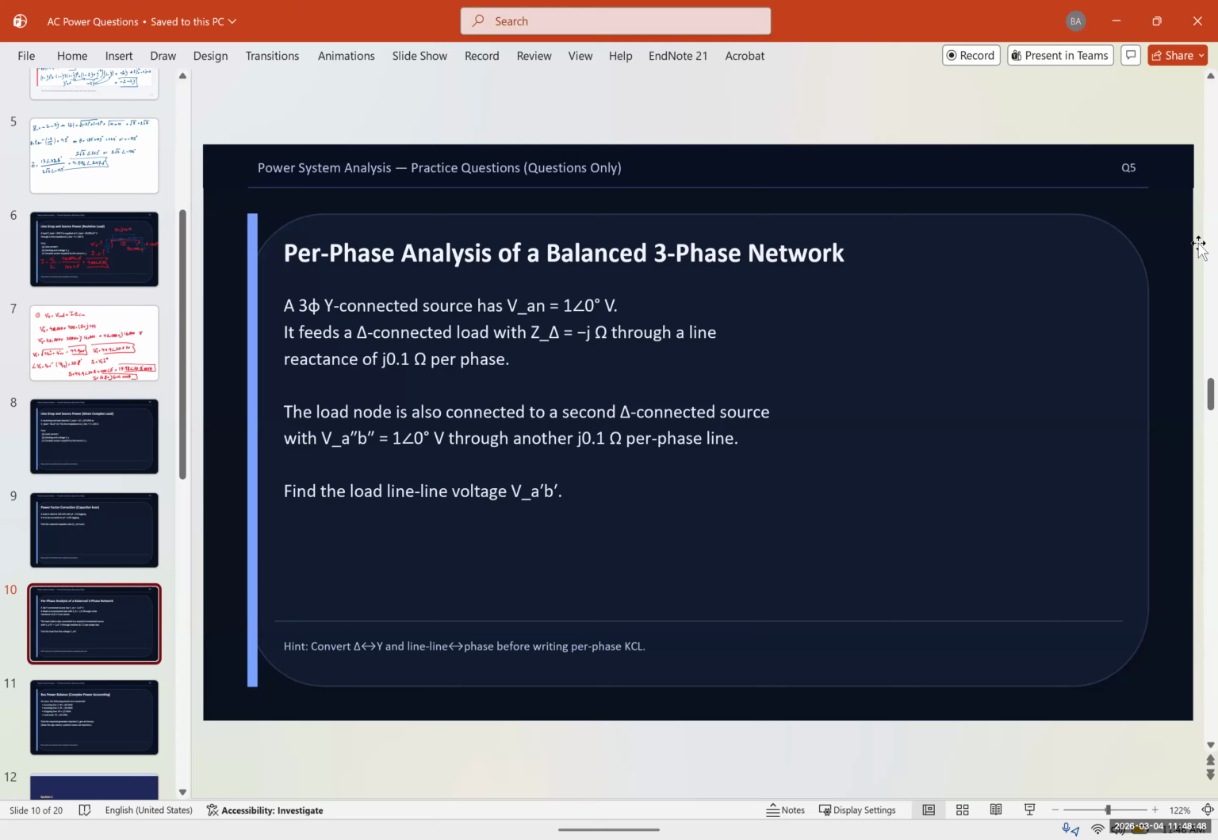I solved something very similar to this in the class. You can go back to the notes and use your notes from the class. The first person to solve this, I'll give extra points on their first exam. I also added a hint over here: we convert delta to Y and line to phase before writing per phase KCL.